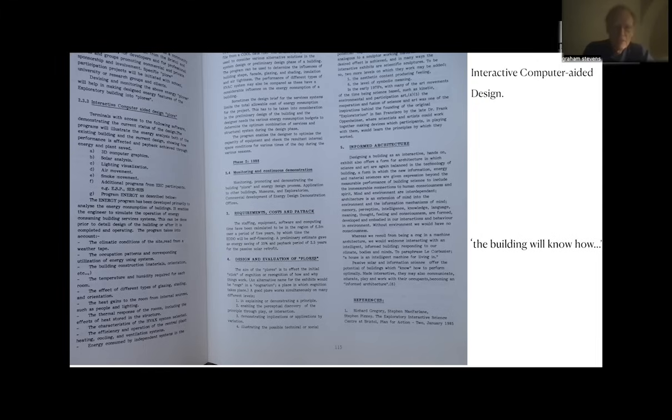The paper proposed using the interactive design, computer-aided design, and incorporating the design process, interactive computers, into the building itself, so that the building will know how to perform.